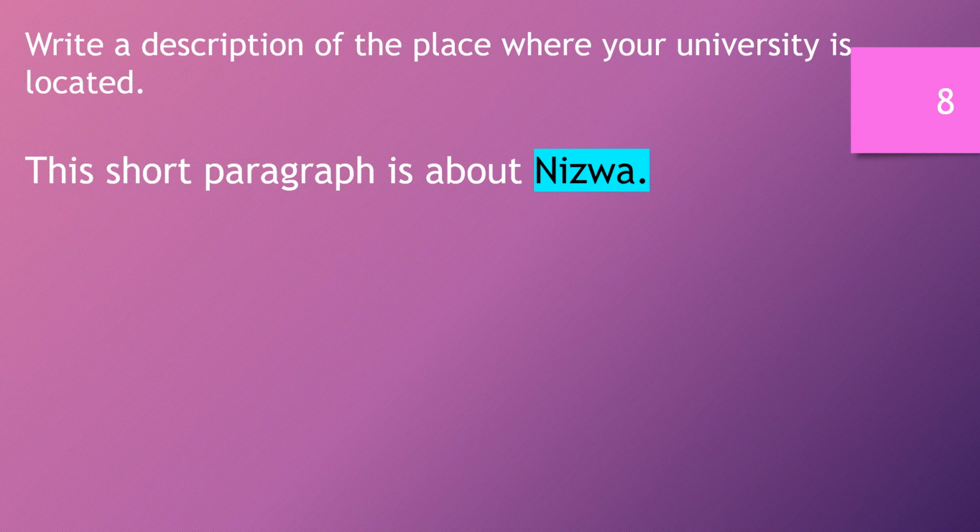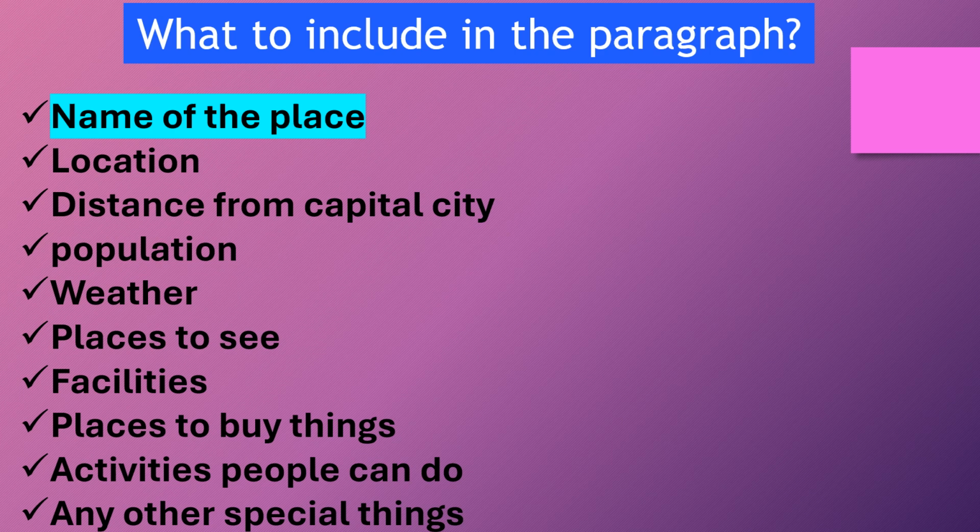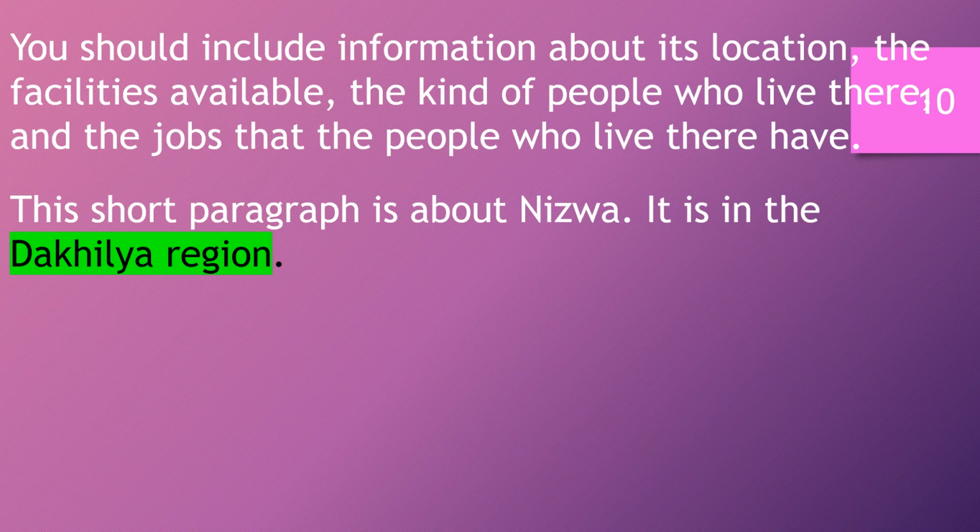So in this case, we will choose topic sentence number 1. This short paragraph is about Nizwa, as we are going to write about a place where your university is located, and your university is located in Nizwa. So we chose this sentence and we write the name of the place. So this short paragraph is about Nizwa. Now we are done with the name of the place. Now, the question asked you to write the location. So how to write about the location? It is in the Dakhiliya region. This is the location of Nizwa.